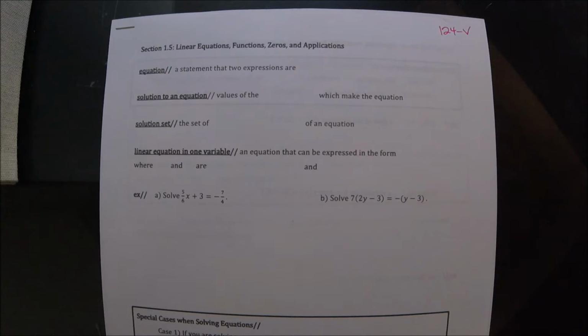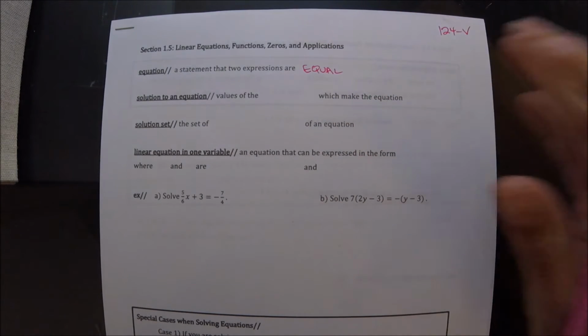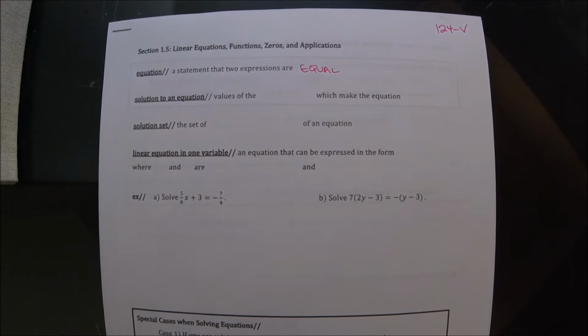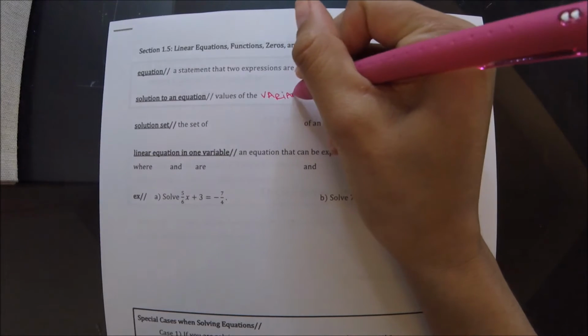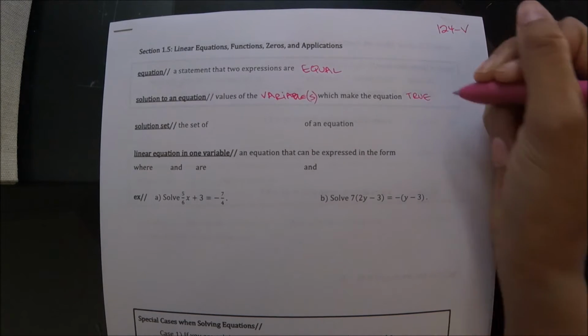So first of all, an equation is a statement that two expressions are equal. So something equals something else. A solution to an equation is the values of the variable or variables which make the equation true. So that means if you plug in a certain number for a variable and it makes the equation true, then that's a solution to an equation.